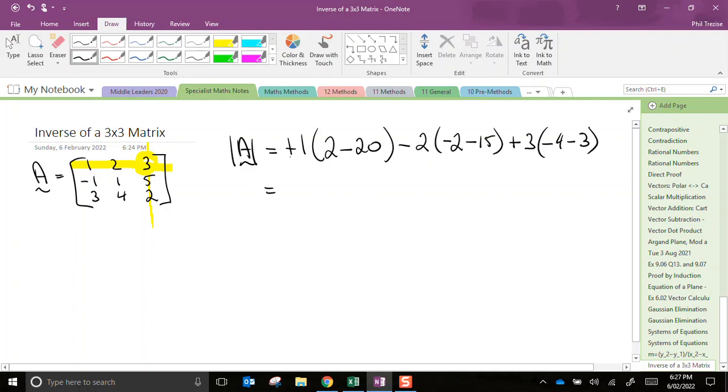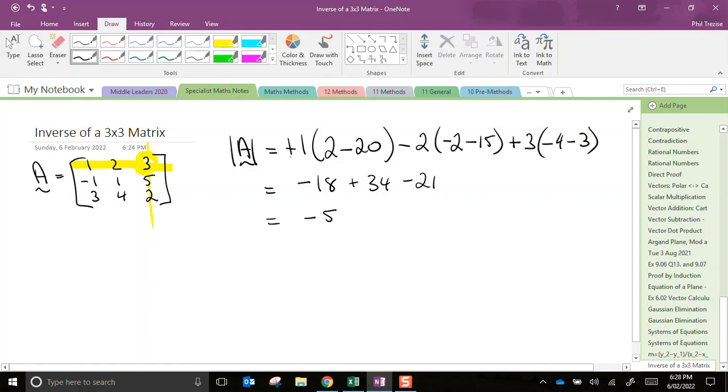So let's calculate this out. 2 take 20 is negative 18, and by 1 is still negative 18. Negative 2 subtract 15 is negative 17. Now multiply by negative, it becomes positive, and 2 17s are 34. Then negative 4 subtract 3 is negative 7, and 3 times that is negative 21. So we have got here how much? Negative 18 plus 34 is positive 16, subtract 21 is negative 5.